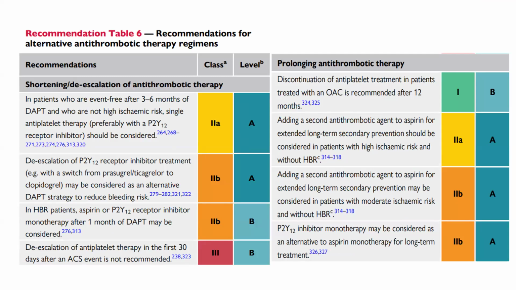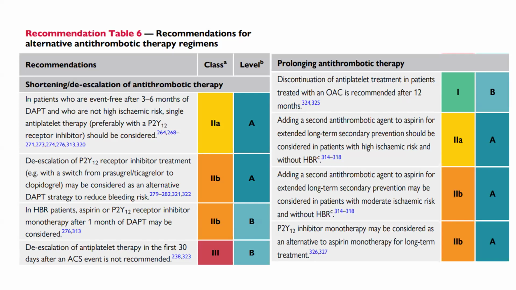With de-escalation and shortening of dual antiplatelet therapy, we mentioned that if it's event-free at 3 to 6 months and the risk of thrombosis or ischemic risk is not high, you can do single antiplatelet therapy, preferably a P2Y12 inhibitor. De-escalation of P2Y12 inhibitor treatment, that is switching from prasugrel or ticagrelor, which are very potent antithrombotic agents, to clopidogrel may be considered as an alternative if the bleeding risk is high.